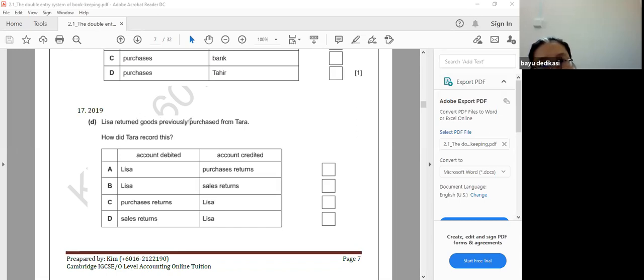Lisa returned goods previously purchased from Tara. How did Tara record this? Purchase from Tara: Tara is the seller and Lisa is the buyer. Tara does the recording. That means this is a sales return, because goods were returned previously. So from Tara's point of view, it is a sales return. Sales return will be debit. Lisa will be credit.